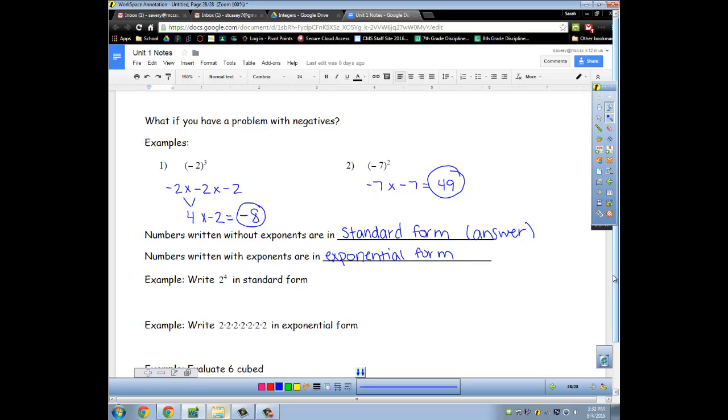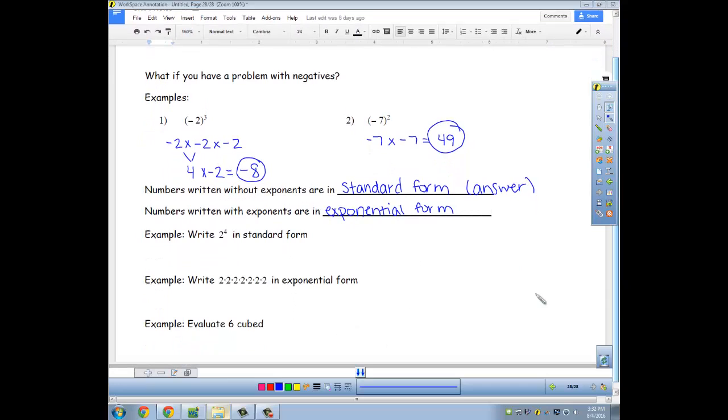Okay. So an example, write 2 to the fourth in standard form. This really just means solve it, since we don't want that exponent anymore. So 2 times 2 times 2 times 2. 2 times 2 is 4, times 2 is 8, times 2 is 16. So notice that I didn't actually write out that 2 times 2 is 4, and 4 times 2 is 8, and 8 times 2 is 16, but I did write out all of my numbers. That is what I definitely need to see for your work.